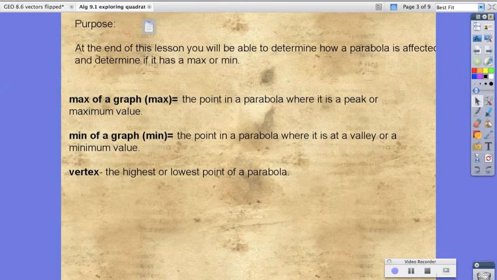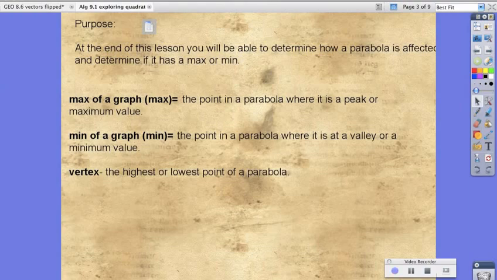Now the max of a graph or maximum of a graph is the point on the parabola where it is at its peak or the maximum value. The minimum of a graph or min is the point in a parabola where it is at its lowest value or the minimum value. The vertex is the highest or lowest point of a parabola, so essentially the max or the min.